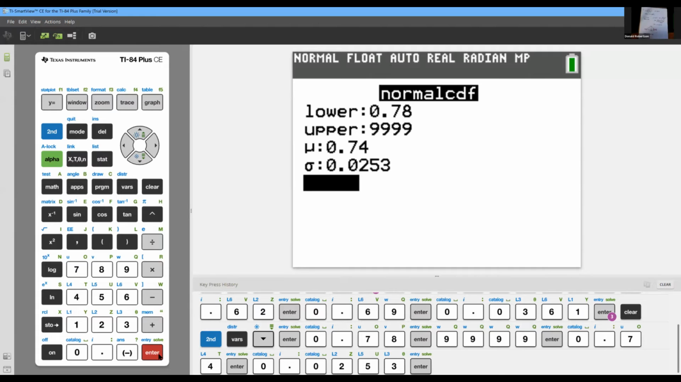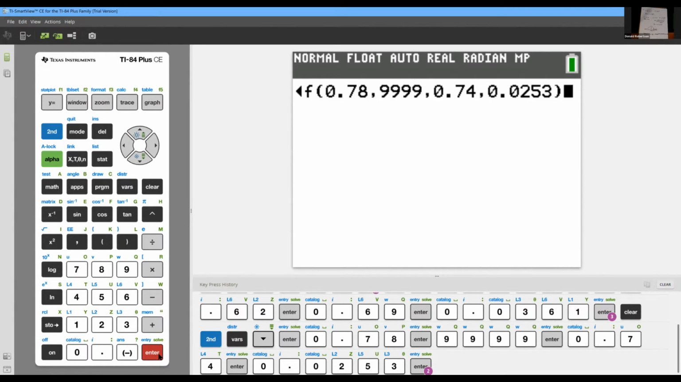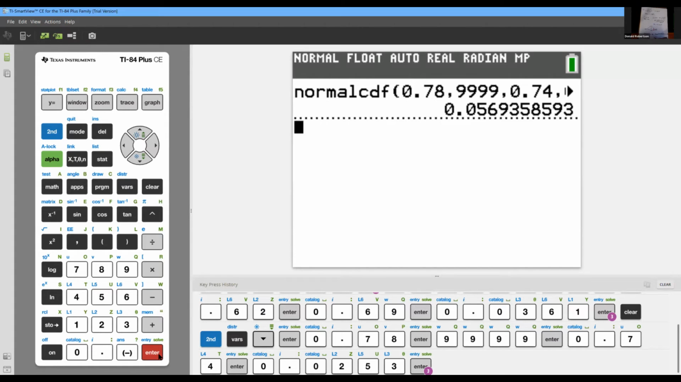So I'm just going to write down what that looks like. It's a normal CDF, and it's 0.78, 9999, 0.74, and 0.0253. Okay, so when I hit enter, I should be done. And the answer that we get is 0.057 to 3 decimal places.